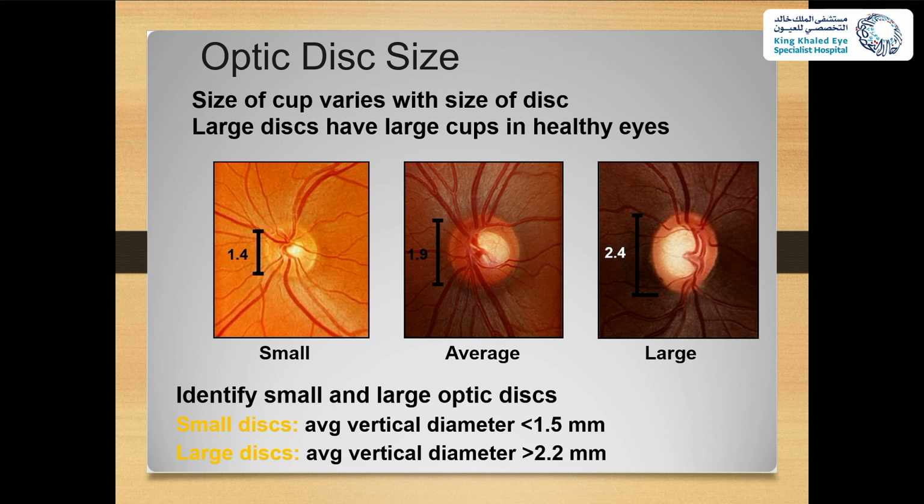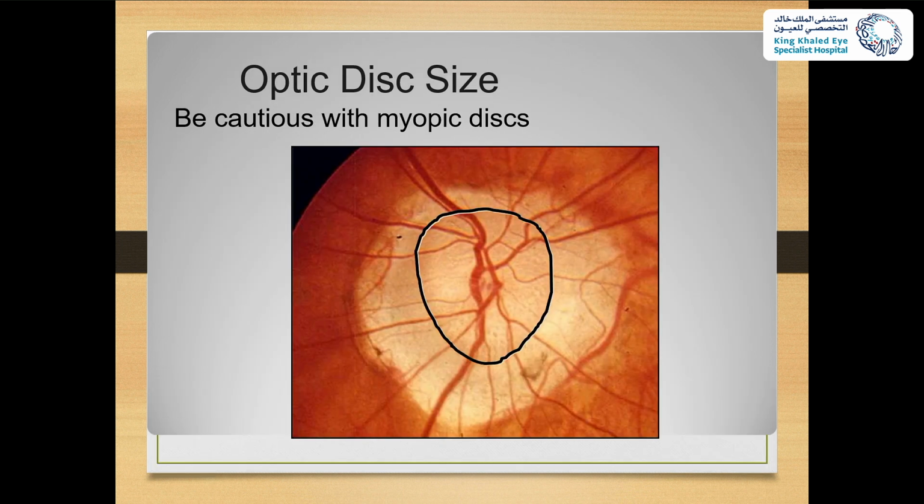A small size could be any disc about 1.5. We classify as a small disc 1.5 millimeter, and any disc of more than 2.2 millimeter is a large disc. Myopic patients, as we said, tend to have larger discs, and you should be careful about the peripapillary changes, which can give you a false impression of a larger cup.